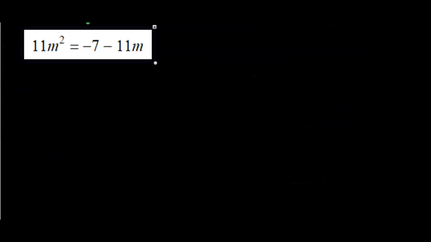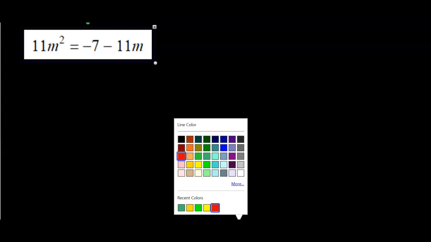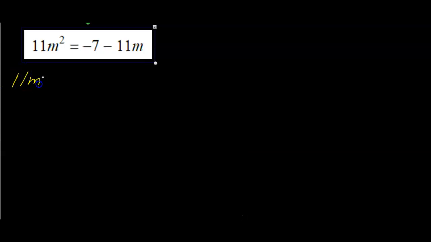Okay, and then I have one more example for you. This one is going to give us an imaginary solution. So again, you want to put it in standard form. My advice to you is to always keep that quadratic term positive. Just makes things nicer sometimes. So 11m squared, add 11m, add 7 equals 0.